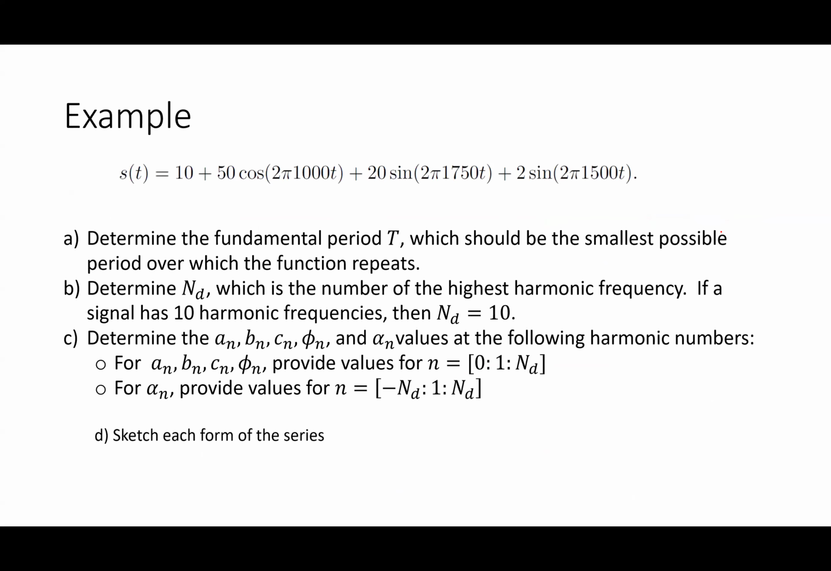The example that I went through in detail the other day, I want to finish up with it. What I talked about the other day is I went through A, B, and C. We figured out the fundamental period. We determined the highest harmonic frequency in this one. And then we calculated the A, B, C, phi, and alpha values. Now I'm going to talk about this part a little bit again.